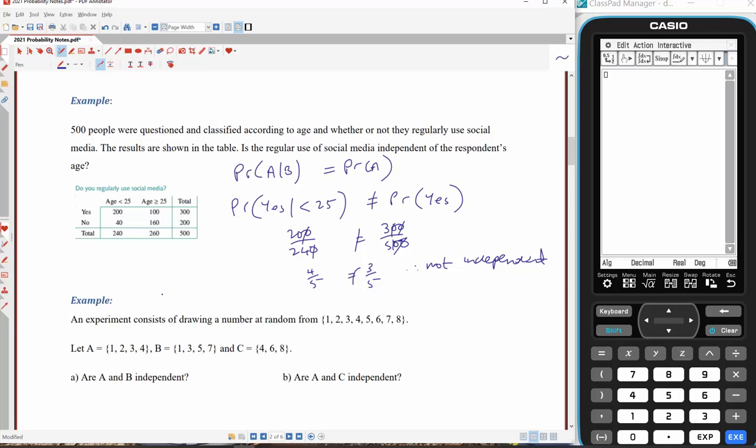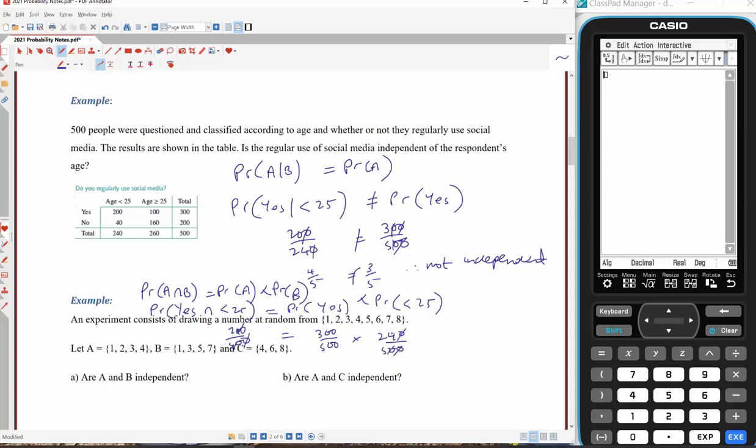Now you can do this the other way, which is the probability of A intersect B equals the probability of A times the probability of B. So we can check it this way as well. The probability of yes and less than 25 equals the probability of yes times the probability of less than 25. Yes and less than 25 is 200 over 500, 2/5. The probability of yes is 300 over 500, times less than 25, which is 240 over 500. Cancel that, so that's 24 over 50, 12 over 25.